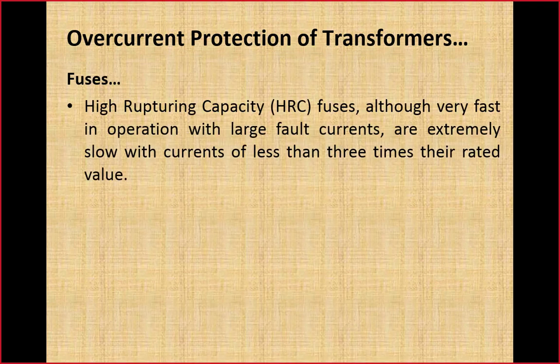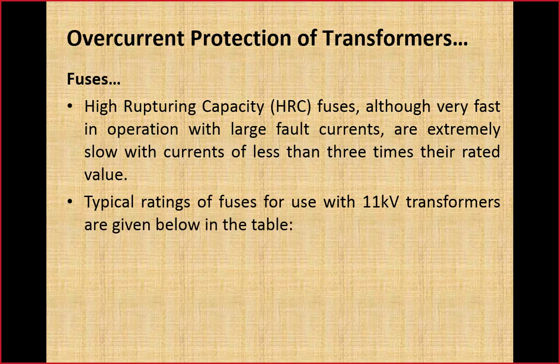Now, HRC fuses, high rupturing capacity fuses, or current limiting fuses, although very fast in operation with large fault currents, are extremely slow with currents of less than 3 times their rated value. So here is another feature of those fuses, and the reason why we cannot use fuses for protection against overload conditions: they have a very large operating time for a fault that is just above their rating.